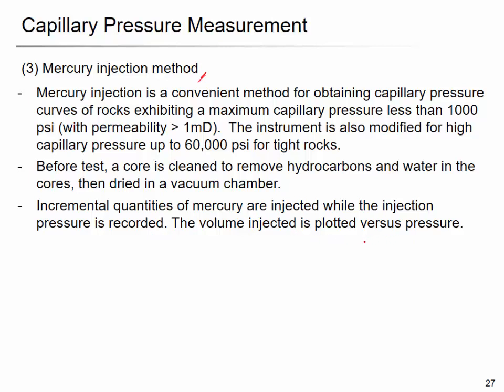And the main disadvantage of the mercury injection method is that once you use this rock core for the mercury injection test, you cannot use it anymore because it's contaminated with mercury. So you cannot wash it out. So this is a destructive method.